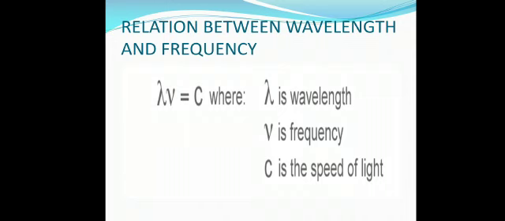Let us study about relationship between wavelength and frequency. Wavelength and frequency both are inversely proportional to each other. That is, if wavelength is more, frequency will be less. If frequency is more, wavelength will be less. That is, the relation between wavelength and frequency is c = νλ. Here c is the velocity of light.